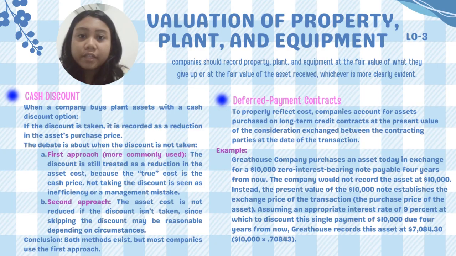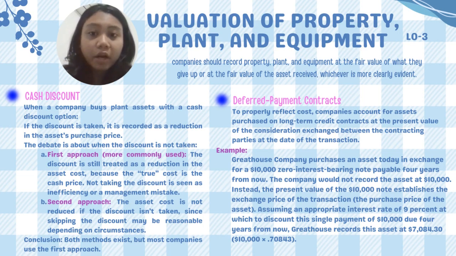The next material is about valuation of property, plant, and equipment. So, the company should record property, plant, and equipment at the fair value of what they give up or at the fair value of the asset received, whichever is more clearly evident. So the first point is cash discount. When a company buys a plant asset with a cash discount option, if the discount is taken, it is recorded as a reduction in the asset's purchase price.